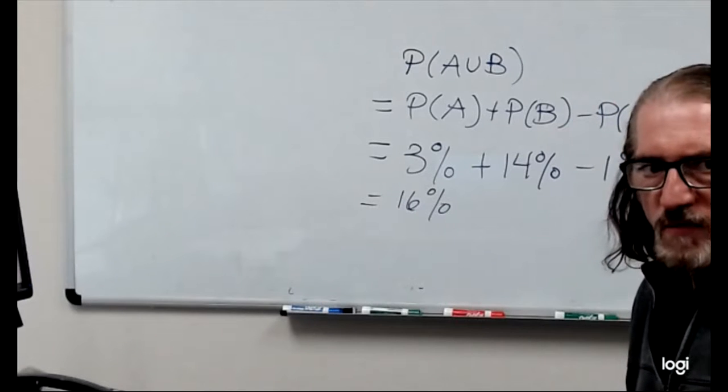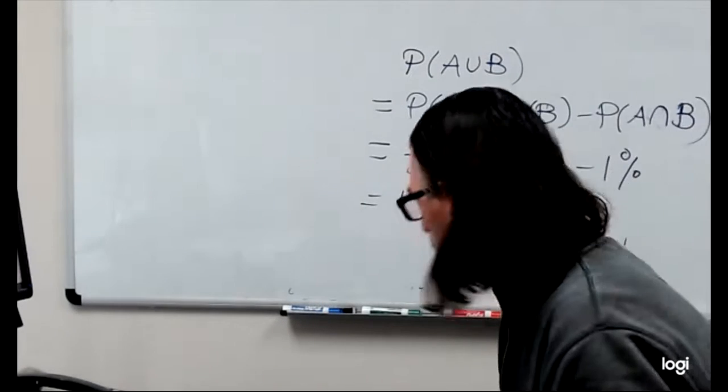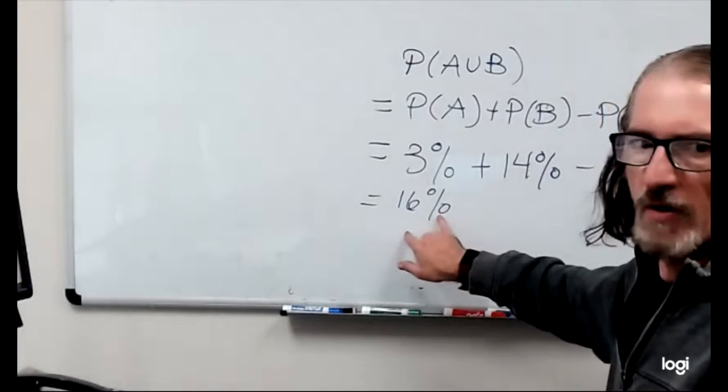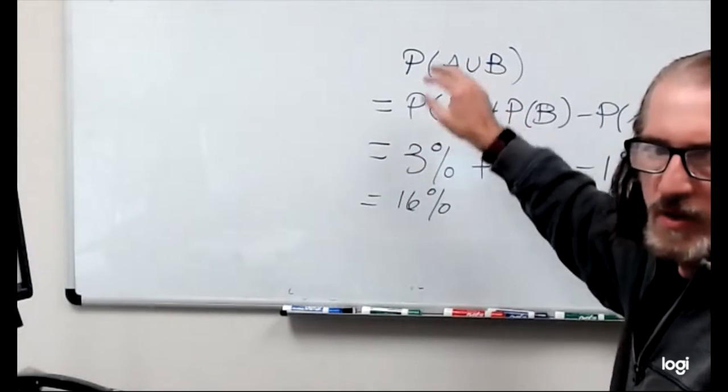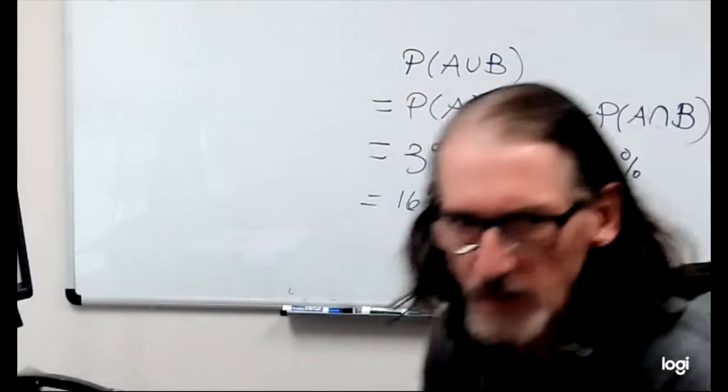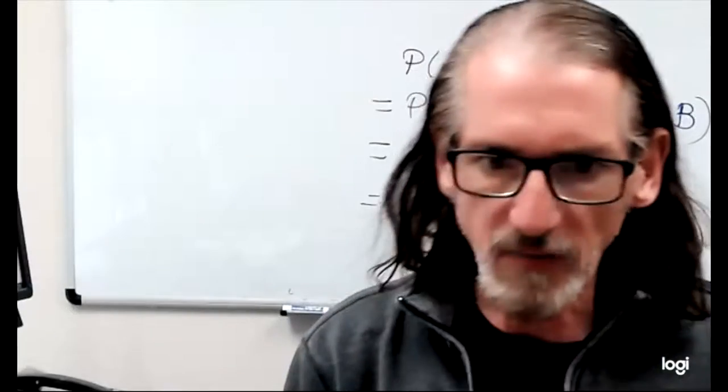Now we've lost some information compared to the Venn diagram, but we could still find out the probability that neither A nor B happens. A complement intersect B complement, we could still find out that that's 84% based on what we just computed there.